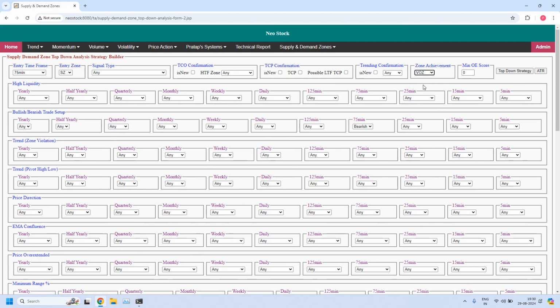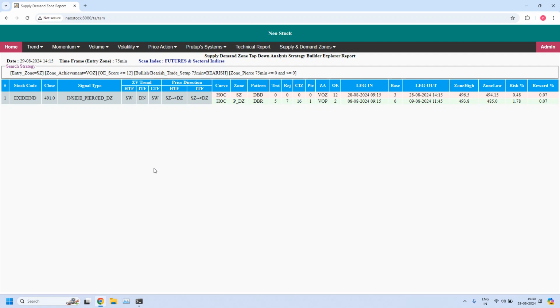Zone achievement is violated opposing zone. Minimum odd enhancer score is 12. All the 3 filters are applied to 75 minutes supply zone. Now let's filter. Only one stock is filtered.